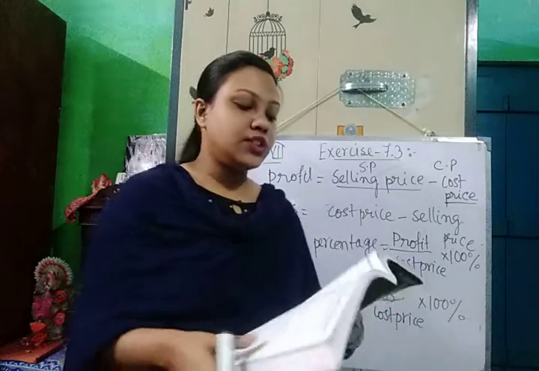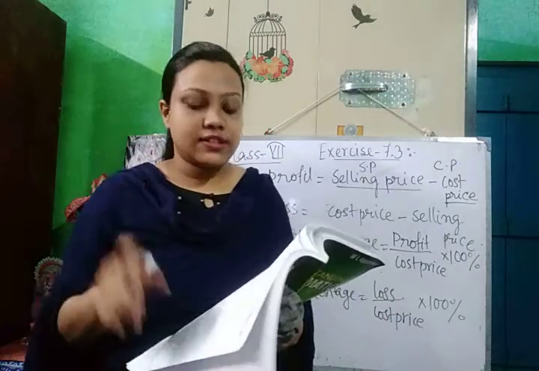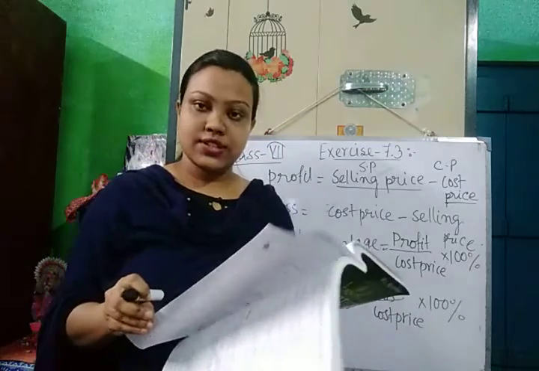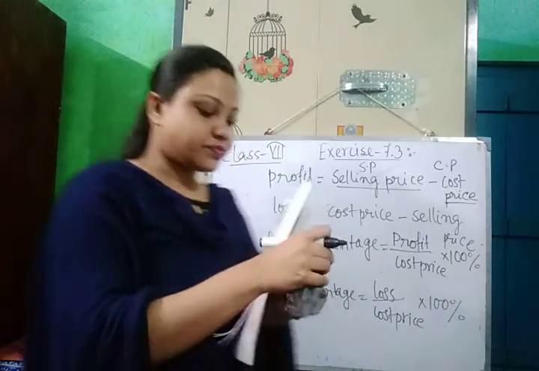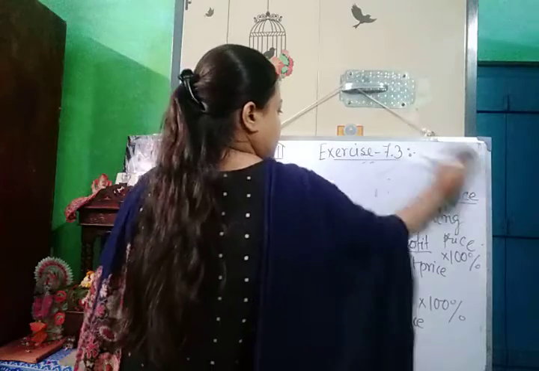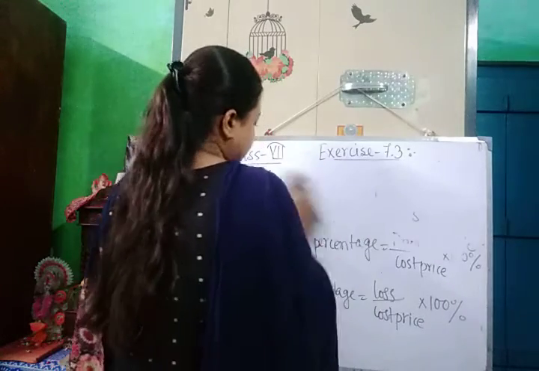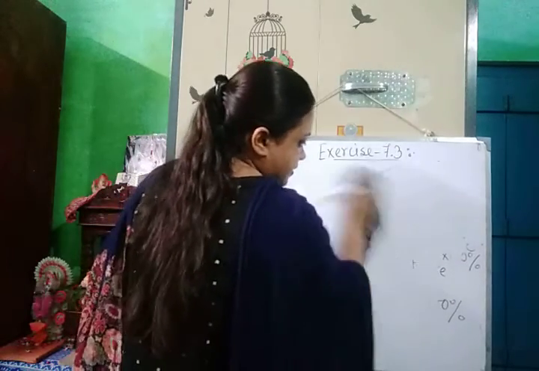Now we will directly go to the exercise, and today in this video we will not do all the sums, we will do half of the sums. So let's begin with exercise 7.3. The short forms I will use here are SP and CP. CP means cost price and SP means selling price.